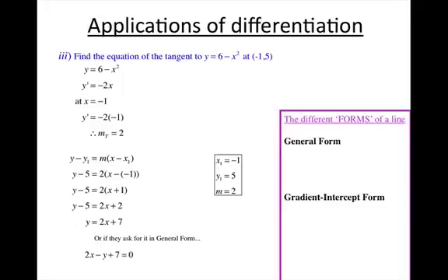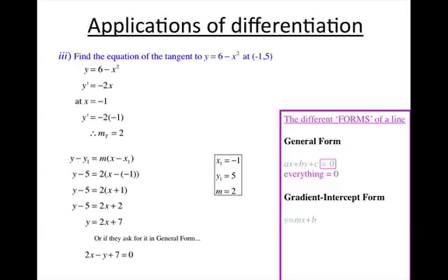Our two forms of a line are general form, which is ax plus by plus c equals 0. And that is the key there. General form just means everything equals 0. So just put it all on one side, equals 0, and you've got your general form. And that is that form there.